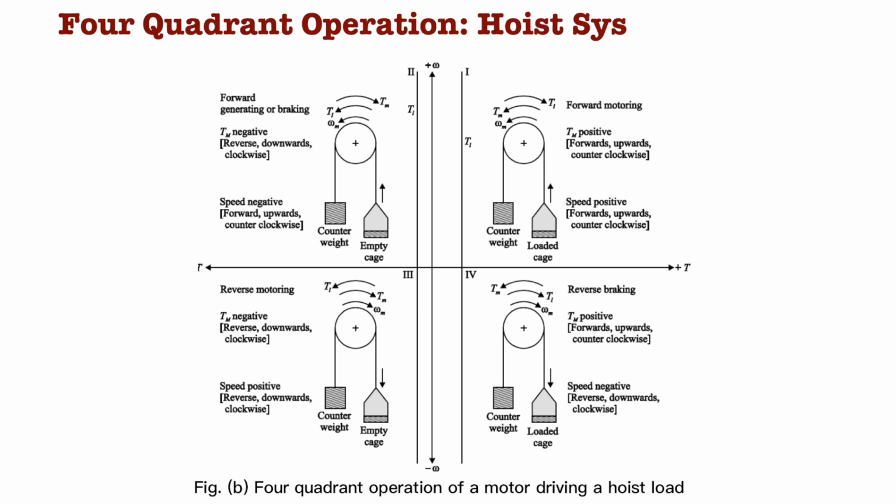The four-quadrant operation of a motor driving a hoist, consisting of a cage with or without load, a rope wound onto a drum to hoist the cage, and a balance weight of magnitude larger than that of the empty cage but smaller than that of the loaded cage, is shown in figure B. The arrows here indicate the actual direction of the motor or electromagnetic torque, load torque and motion in four quadrants. So, here the arrows correspond to sign conventions as we saw for speed, motor torque and load torque. So, you can correlate between the two.